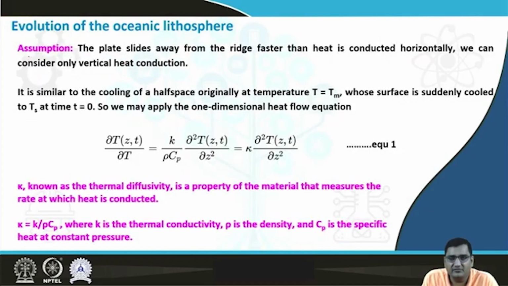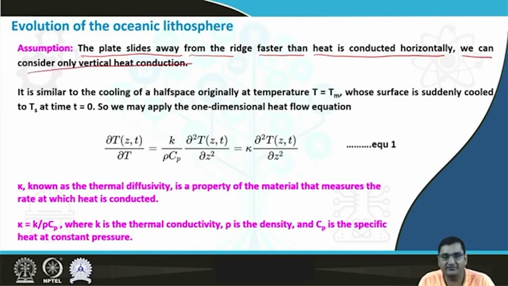The assumption that we are going to make here is that the plate is moving faster than the heat is conducting horizontally. We are considering that the heat conduction is happening in the vertical columns only, because the plate is moving faster than the heat is conducted horizontally. So this is the assumption here: the plate slides away from the ridge faster than heat is conducted horizontally, and we can consider only vertical heat conduction. It is similar to the cooling of a half space originally at temperature Tm.